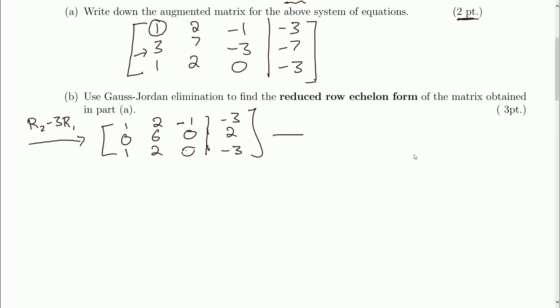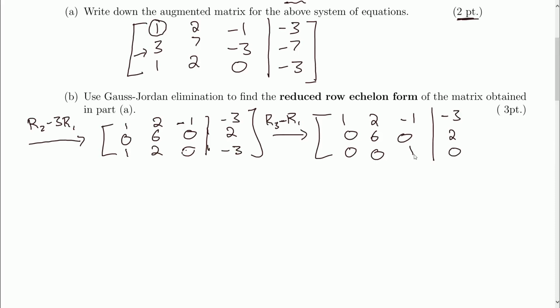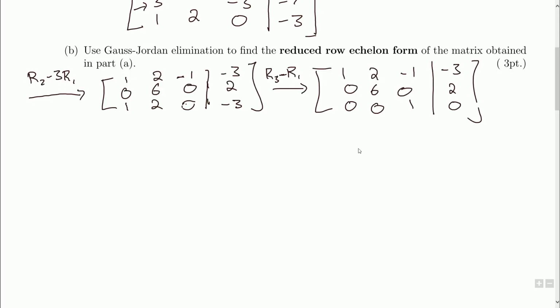Now I'll use my leading one to get rid of the 1 on the bottom row, so that's row 3 minus row 1. The 1, 2, negative 1 stay where they are. Negative 3, 2. The first 2 rows are unaffected, but it's row 3 where we start getting rid of things. 0, 0, and 0 minus negative 1 is 1. And we get negative 3 minus negative 3, so we get a 0 here. Alright, we're looking not so bad. We've got a 1 and 0s everywhere else in that column. So that's done.